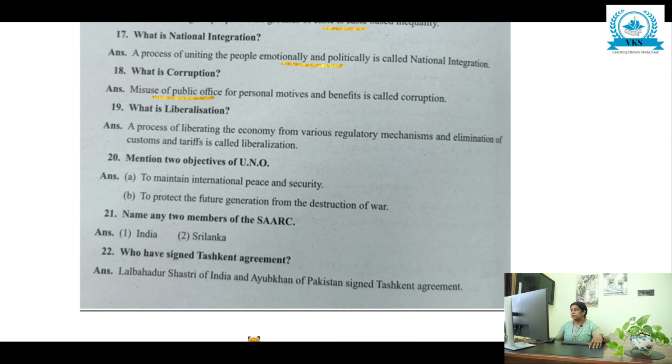What is corruption? Misuse of public office for personal motives and benefits is called as corruption. What is liberalization? It is liberating the economy from various regulatory mechanisms and elimination of customs and tariffs, called as liberalization. Mention two objectives of UNO: to maintain international peace and security, to protect the future generation from destruction of war. Name any two members of SAARC, India and Sri Lanka, who have signed Tashkent Agreement: Lal Bahadur Shastri of India and Ayub Khan of Pakistan.